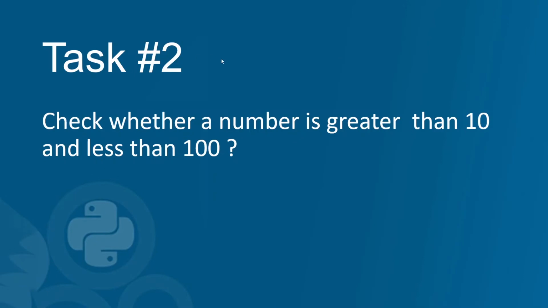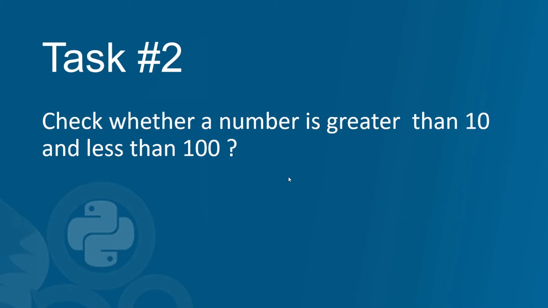So next we have a task, and the problem statement is to check whether a number is greater than 10 and less than 100. Okay, so from the question itself it is obvious that there is an "and". We have to check whether it is greater than 10 and less than 100. So two comparison operations are there. Okay, and we have to receive the input from the user.